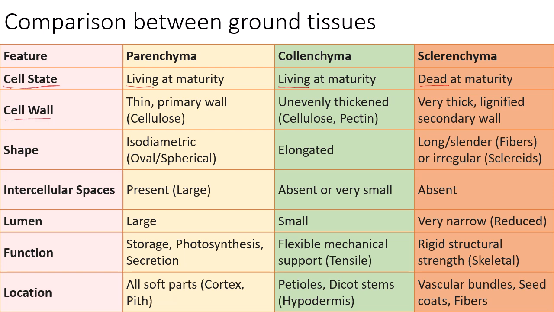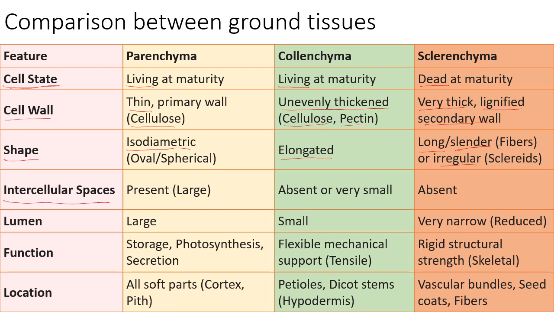Then the cell wall of parenchyma is thin, made up of cellulose. In collenchyma, it is unevenly thickened, and that is made up of either cellulose or pectin. Sclerenchyma cell is very thick. It is lignified. Lignin deposition is there on secondary walls. Shape-wise, parenchyma is isodiametric. Collenchyma is elongated. Sclerenchyma is long, slender, or irregular.